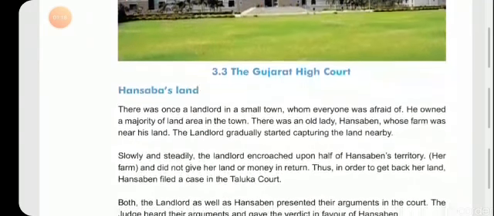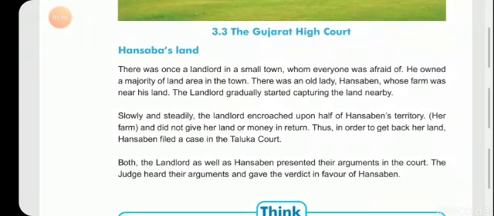Moving ahead in this chapter, Hansaba's land. Now this is another story through which they are trying to make us understand the courts and their importance. So we will read this story, Hansaba's land. There was once a landlord in a small town who everyone was afraid of. He owned a majority of the land area in the town. There was an old lady, Hansaben, whose farm was near his land. The landlord gradually started capturing the land nearby.